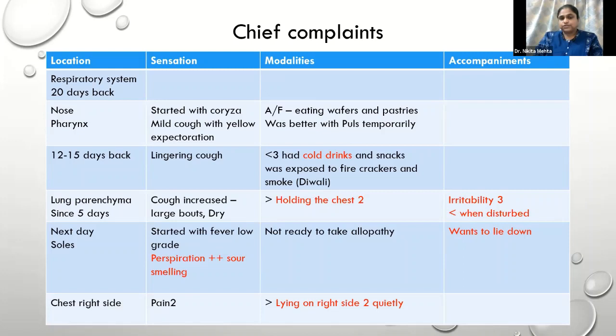His cough increased. There were large bouts of dry cough, and he had to hold his chest while coughing. There was extreme irritability, with aggravation when disturbed. The next day he came down with a low-grade fever, and his soles had sour-smelling perspiration. He was not ready to take allopathy at all, just wanted to lie down. The pain in the right side of the chest was better by lying on the right side. Quietly he was lying.